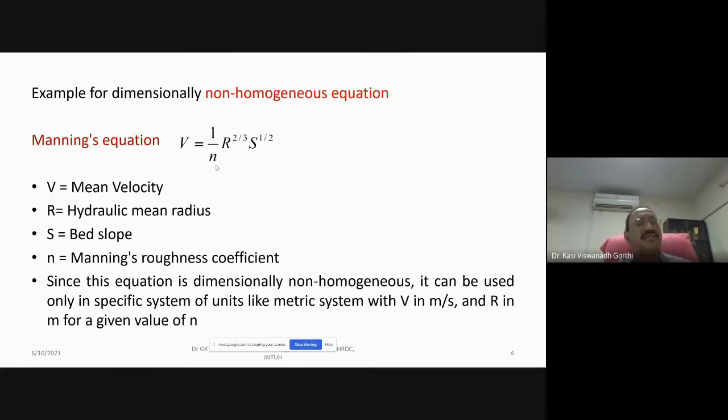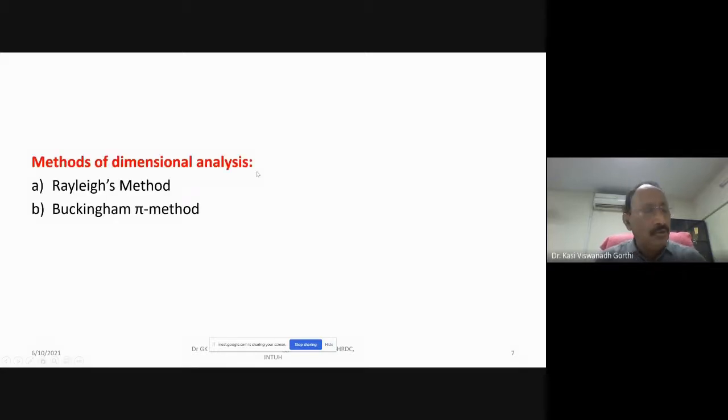If we take Cauchy's formula, these are all semi-empirical formulae. V is equal to C into square root of RS. Unless you give a certain dimension for C there, it cannot be dimensionally homogeneous. The moment you start giving the dimension for the coefficients, like Manning's coefficient or Cauchy's coefficient, the equation would be specific to the system of units. If you are using the MKS system, or say the FPS system, accordingly the value of n and the value of C would be changing. That is what is dimensionally non-homogeneous.